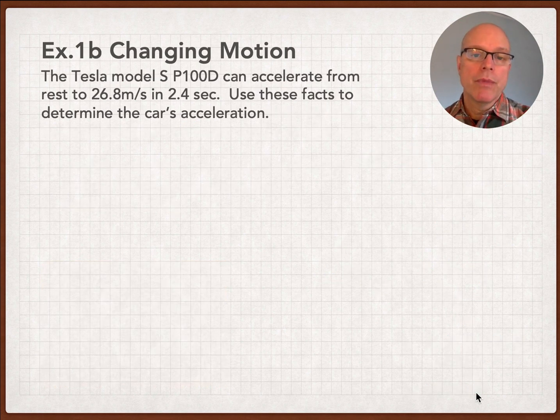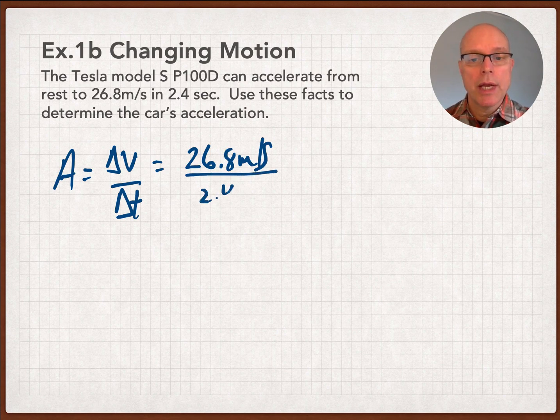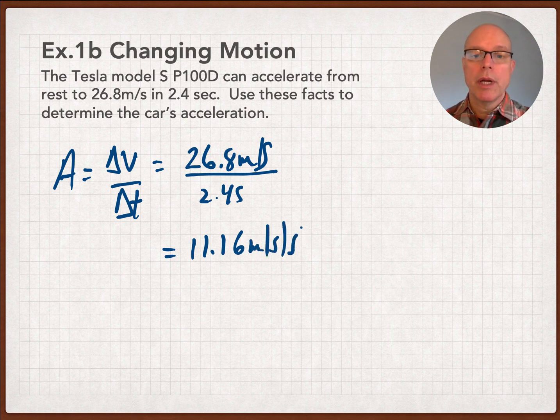The second question says if we use the numbers that we were given already, use these facts to figure out the car's acceleration. First things first, acceleration is going to be the change in velocity over the change in time for this car. The change in velocity we just figured out: it's 26.8 meters per second. What's the change in time? 2.4 seconds. Just go ahead and plug those numbers in, and what you're going to get is 11.16 meters per second squared. This car accelerates actually quicker than gravity. One of the few production cars that you can get that's actually quicker than dropping the car off of a cliff.